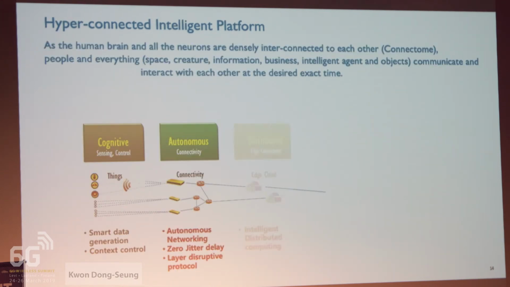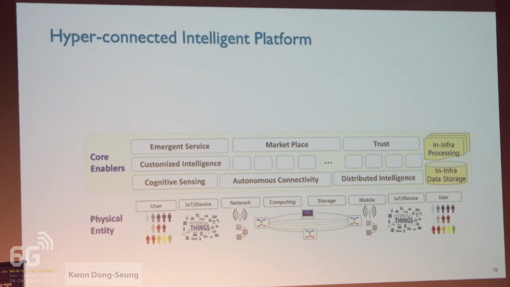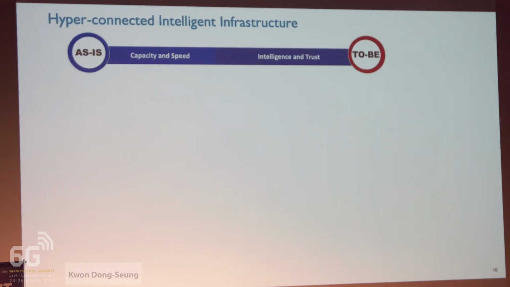So we think about this kind of issues as fundamentally a trust dome. End-to-end trust networking with guaranteed issues is absolutely necessary, and several parts are composed of that. I would like to mention the red part only in this talk. So we think about this kind of platform. This 5-year platform has a similar project, similar concept. One platform provides any vertical domain. So we have to think about these kinds of core enablers. We have focused on that. So currently we focus on the intelligence and the trust issues for the connectivity.